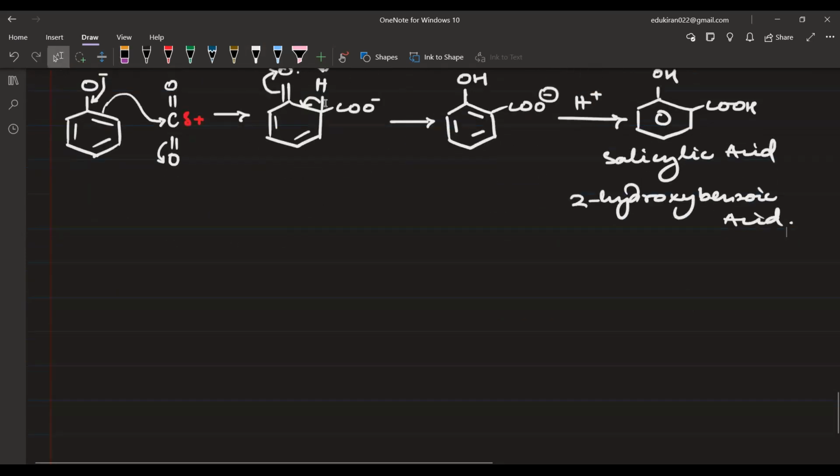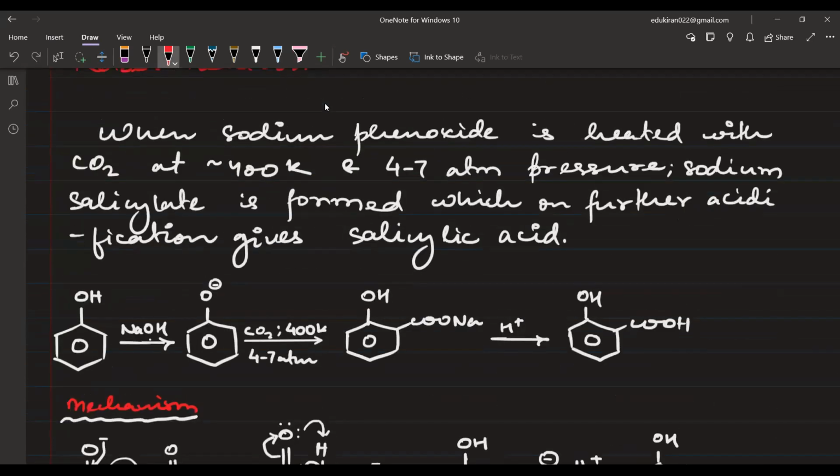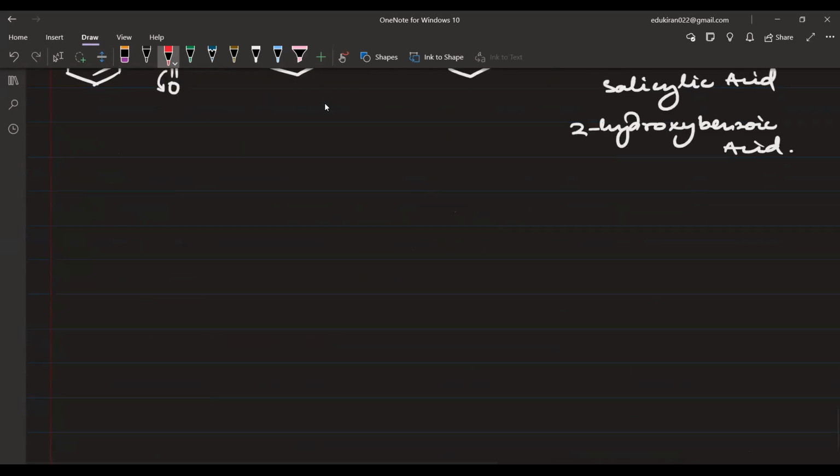Next reaction, that is Reimer-Tiemann reaction. Kolbe is done. Well, this you write when phenol is treated with chloroform.